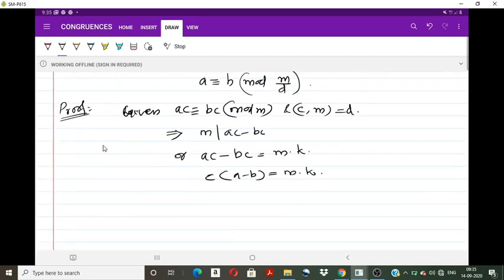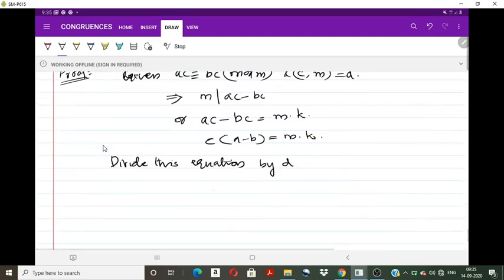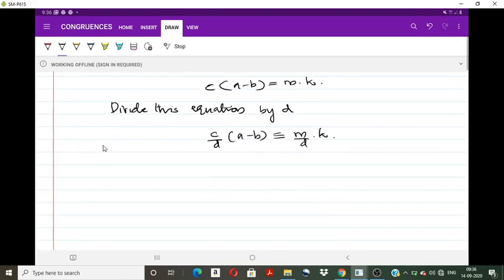Now divide throughout by D. Divide this equation by D. Then we have C by D into A minus B is congruent to M by D into K. And we know one more thing, we know that GCD of C by D comma M by D is equal to 1.